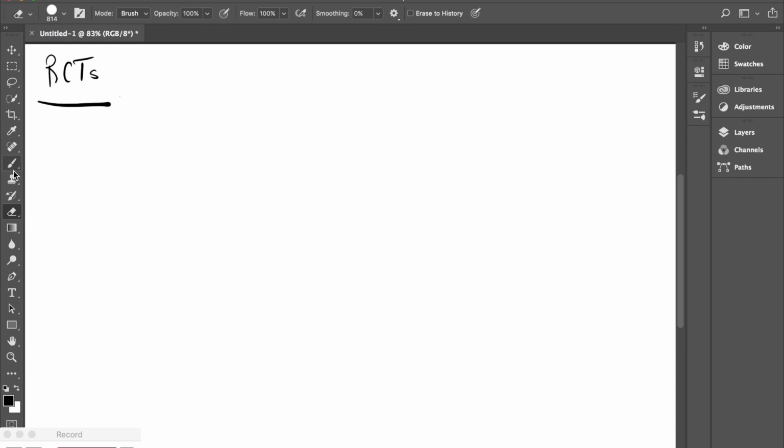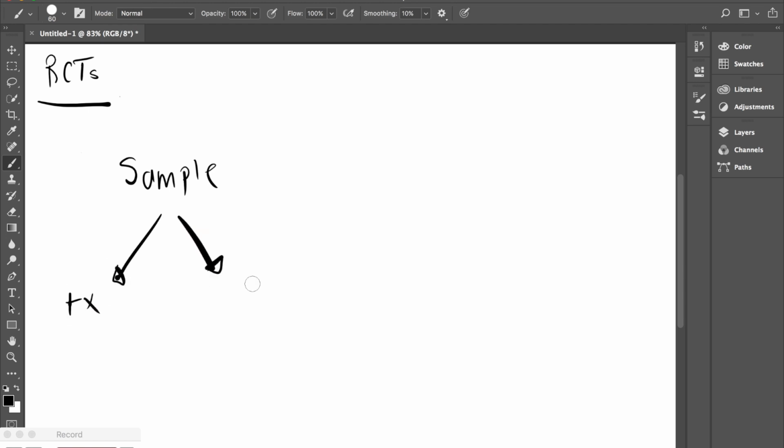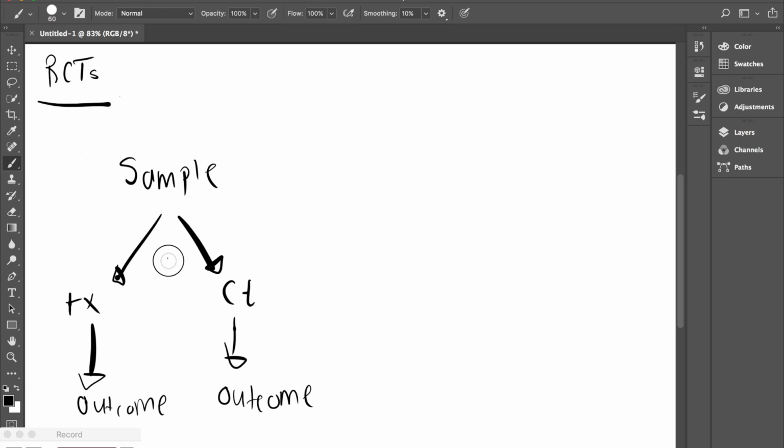Okay, so the general design of an RCT is that you take a sample of people and you essentially just randomize them. So you're going to randomize them into a treatment group, and you randomize the other side of them into a control group. And then what you do is you follow them for a specific outcome, and you'd hope that the outcome in your treatment group is different than the outcome in your control group. And R for randomization, right?